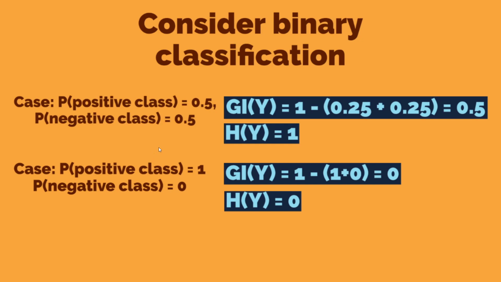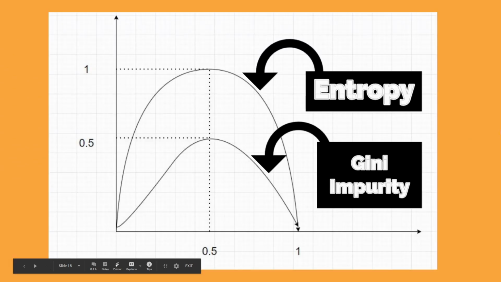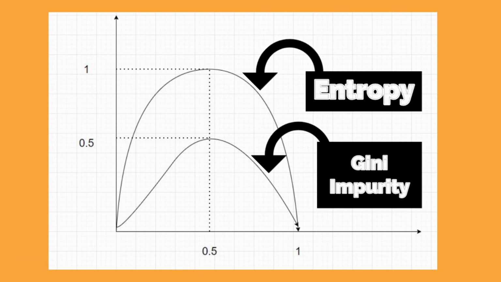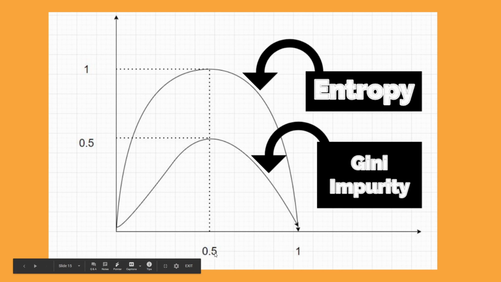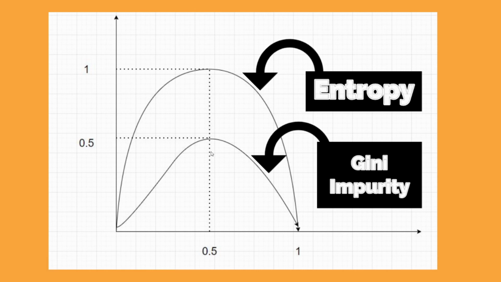So for a binary classification case, the curve for entropy and Gini impurity looks something like this. What can you deduce from this curve? As the probability for the positive outcome increases along the x-axis, say in the interval from 0 to 0.5, both the entropy and the Gini impurity increase, but at different rates. And if you take the interval from 0.5 to 1, both the entropy and the Gini impurity decrease, again at different rates. As a side note, the reason for computing Gini impurity is that it requires less computation power than computing entropy.